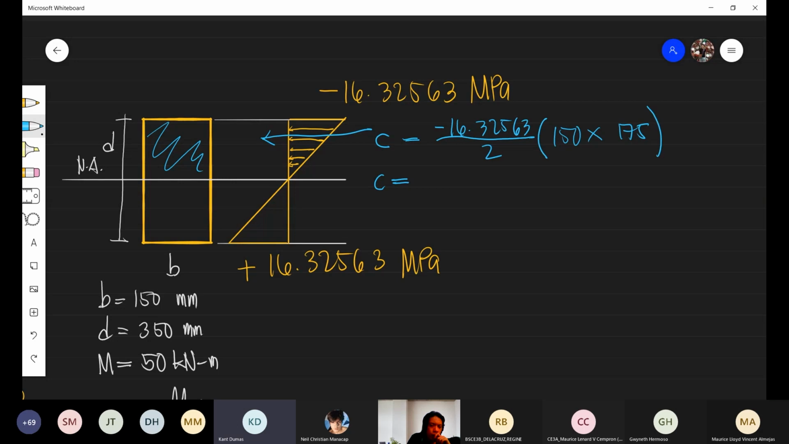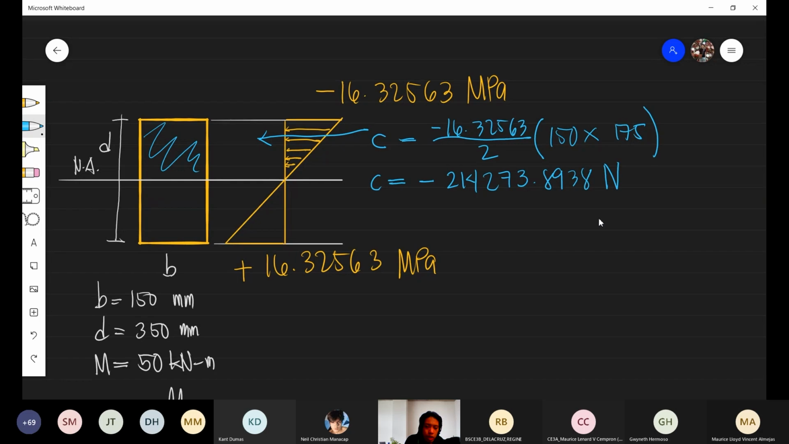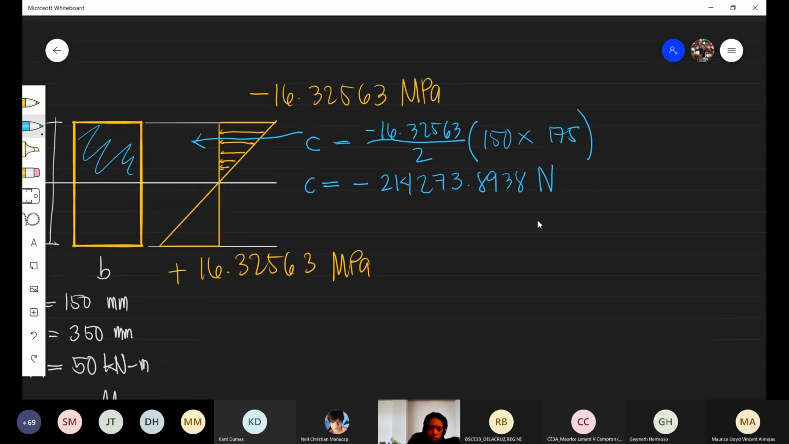Negative 214,273.8938 newtons. Again, 16.325 is in megapascal, your 150 is in mm, and 175 is in mm. Everything is in mm and megapascal, so the resulting unit of the resultant force will be in newtons. That's why this is in newtons. So in kilonewtons, this is equal to, let me put it here.